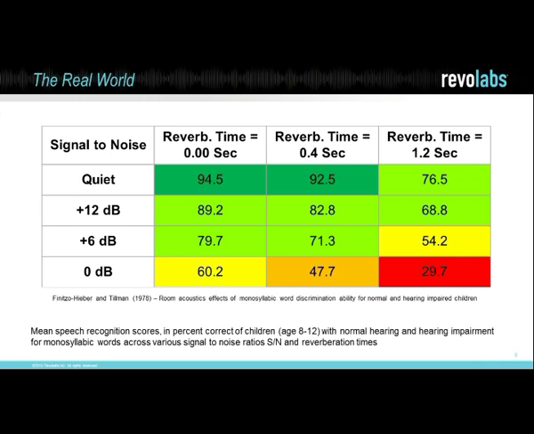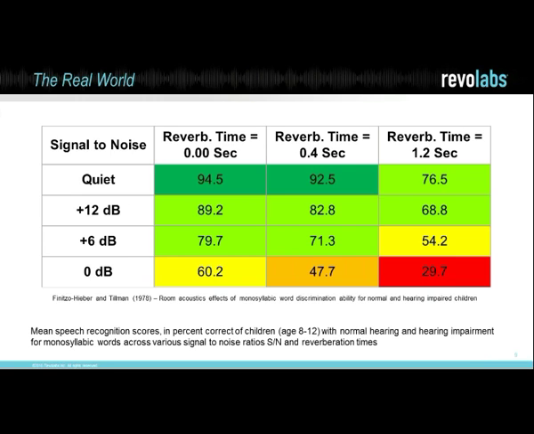When you move up to some reverberation, like 0.4 seconds, it's still great. When you get 1.2 seconds of reverberation time, it drops dramatically. Reverberation time is the amount of time it takes for that pressure level to decay. So 1.2 seconds in a very large room is a really good reverberation time. In a small room, it's not very good at all.